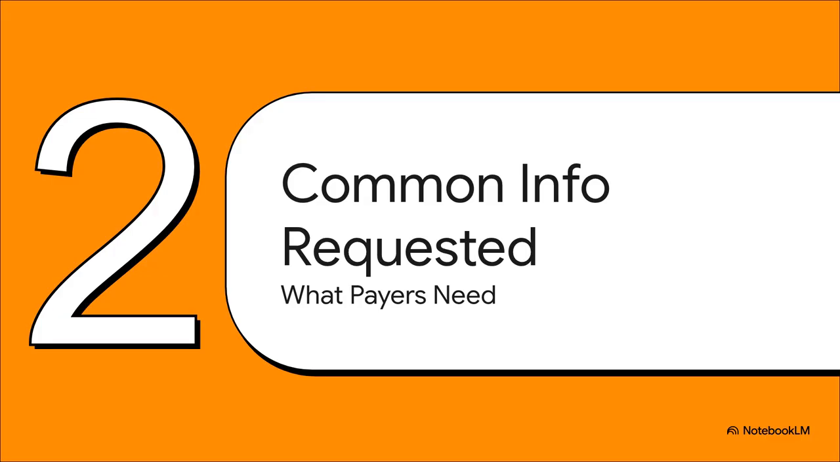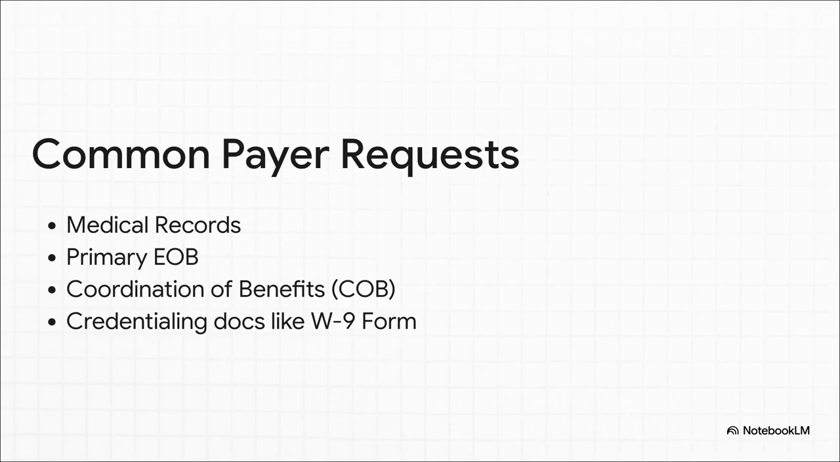Moving right along to Section 2, Common Types of Information Requested. So when a payer is looking to the healthcare provider for answers, what are they usually after? As an AR associate, you've got to be ready to track this stuff down. It generally falls into a few major buckets. First up, medical records or specific operative reports to prove medical necessity. Second, a primary explanation of benefits or EOB for secondary claims where they need to see what the first insurance already covered. And finally, administrative paperwork like W-9 forms or credentialing documents. I mean, if they don't have the provider's tax info, there's no way they can cut a check.